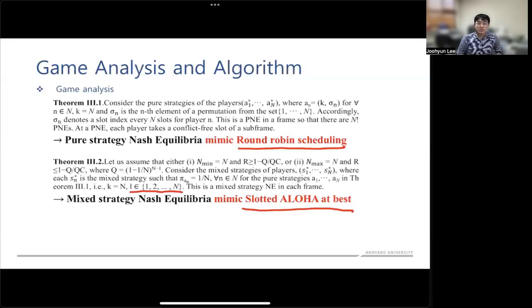And now the rest is to develop an algorithm to achieve one of these Nash equilibria. We want to design an algorithm that can converge to this pure strategy Nash equilibria using some learning algorithm. So now our goal is to design an algorithm that can achieve or converge to this pure strategy Nash equilibria using some learning strategy.